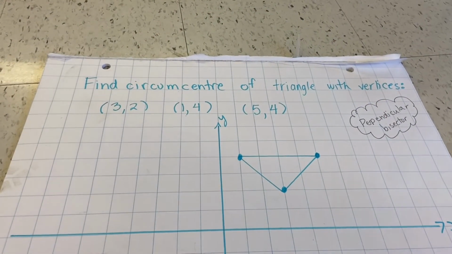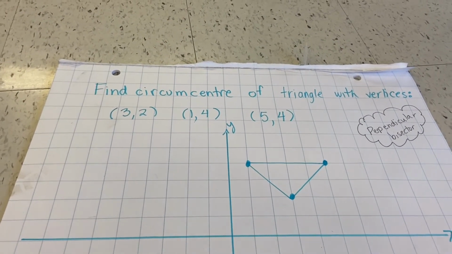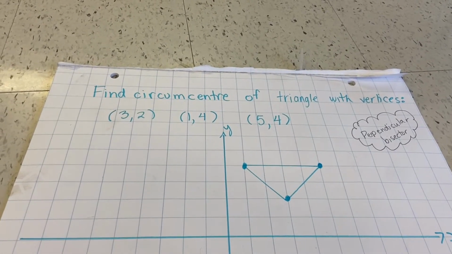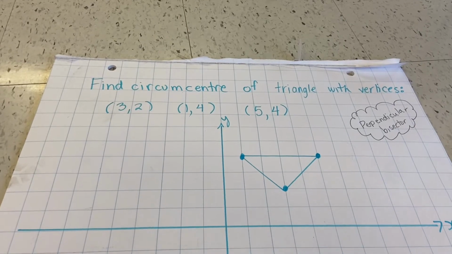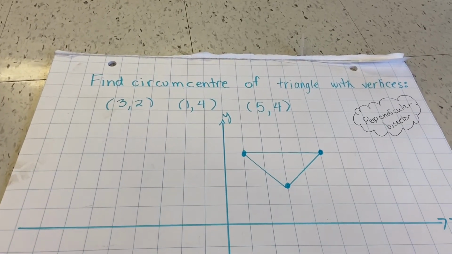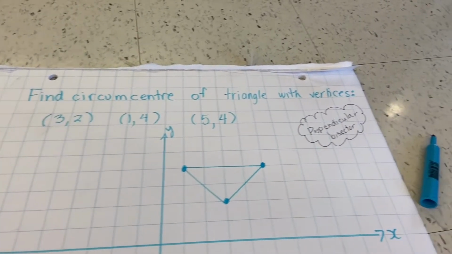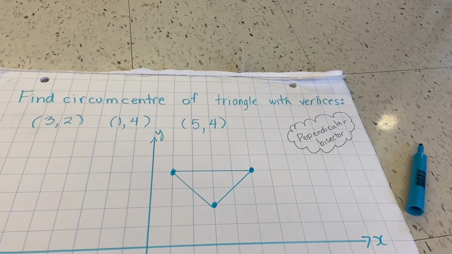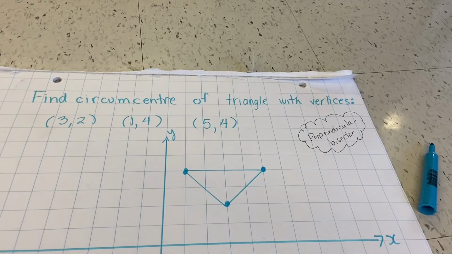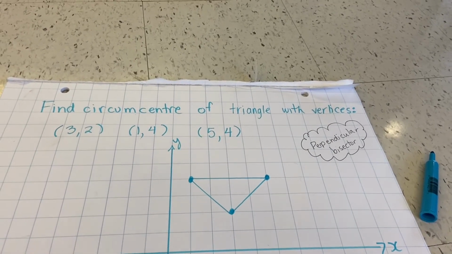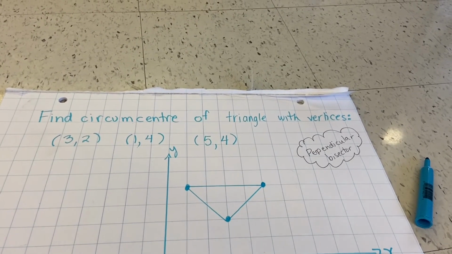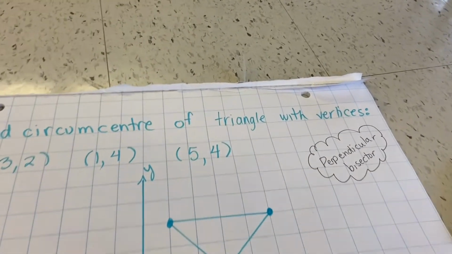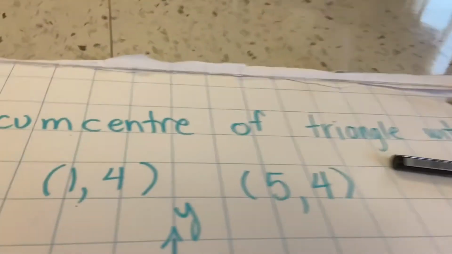So here is the example that we're going to try together. We want to find the circumcenter of the triangle with the vertices (3, 2), (1, 4), and (5, 4). And remember from the picture that we just saw that we need to find the perpendicular bisectors and find out where those perpendicular bisectors intersect. If you're looking for a bisector, it means you need to find midpoints. So let's first find the midpoint of the top of the triangle.